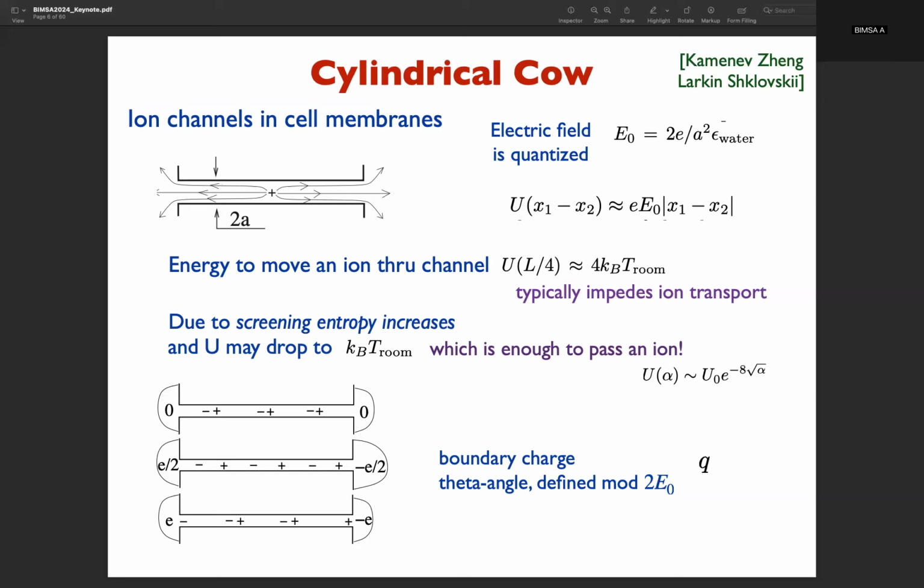Alpha is the concentration of ions. So with a higher concentration, there's an exponential damping of the energy of the barrier with the concentration of ions. The more positive-negative pairs there are, the stronger the exponential suppression of the potential.